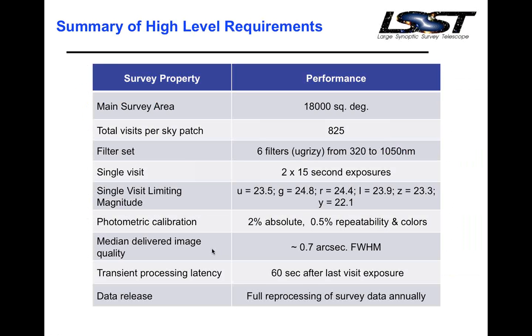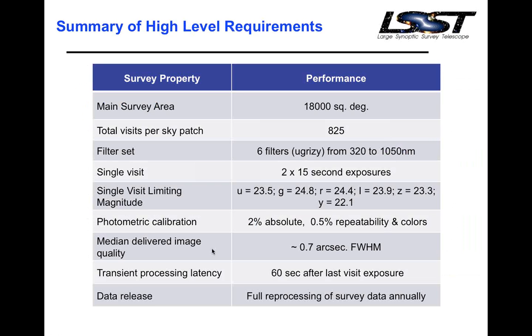So this next chart is a summary of the high-level requirements of LSST. The main survey area will be a minimum of 18,000 square degrees. Our current simulations are showing that we'll cover something more like 20,000 square degrees, but this is our requirement, that at least 18,000. Each piece of that sky, each object in that sky will be visited a minimum of 825 times over the 10 years.